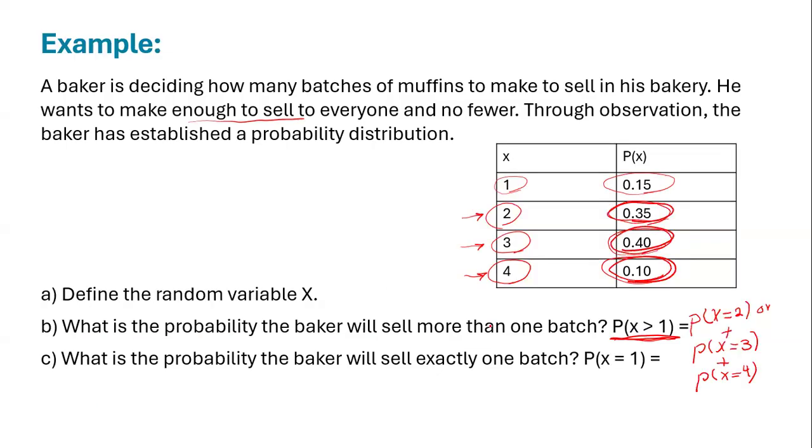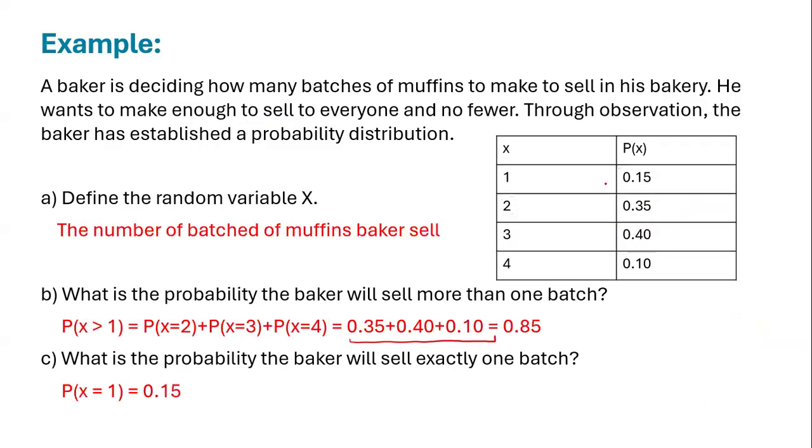And the last part is: what is the probability that the baker will sell exactly one batch? Exactly one means when x is equal to 1, we want to find the probability, P of x equal 1. Okay, look at the table. When x is equal to 1, what's the probability? It's 0.15. So that's the answer. The probability of x equal 1 is 0.15.